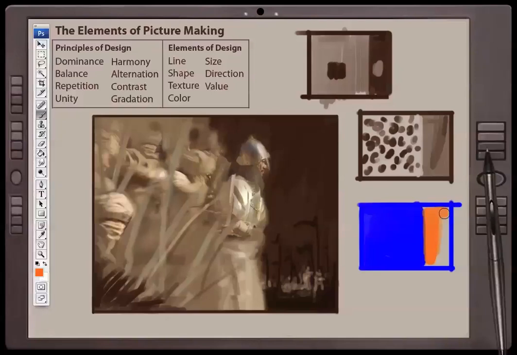So now I add this smaller area of orange. Now the question is, does this smaller area of orange balance the larger area of blue? Warmer colors seem to appear heavier than cooler colors. Therefore, to balance a larger, cooler area, it's best to use a smaller, warmer area like this.